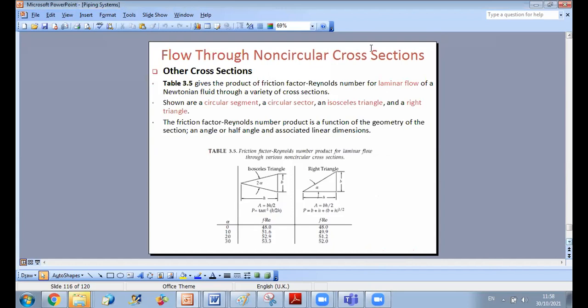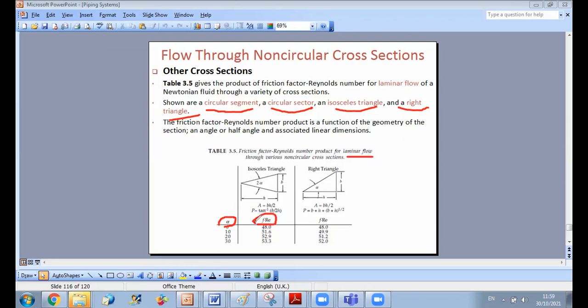Now we also have other types of non-circular cross sections. We already saw the annulus and the rectangular. We also have the circular segment, circular sector, isosceles triangle, right triangle. We have different shapes, and for all these cases they give us tables. If we have laminar flow, for example, here they give values for different parameters, as a function of the angle alpha. If I have an isosceles triangle, the angle alpha is what determines the product f times Re.